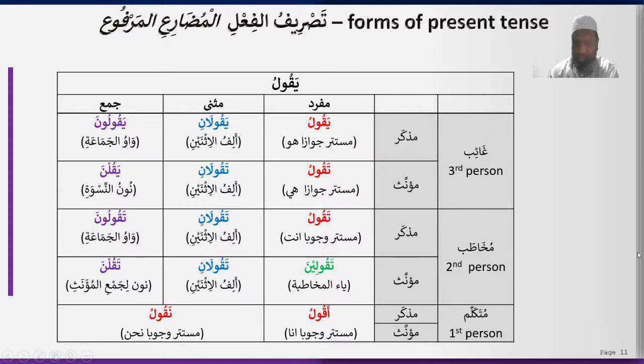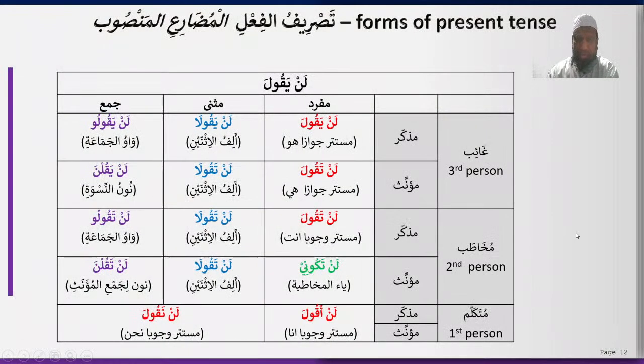Let's look at the فعل مضارع منصوب with one of the حرف نصب, which is لن يقول. For all the mufrad figures, the nasab will show with the fatha. So لن يقول فعل مضارع منصوب وعلامة نصبه الفتحة الظاهرة على آخره. So لن يقول, لن تقول, لن تقول, لن أقول, لن نقول.